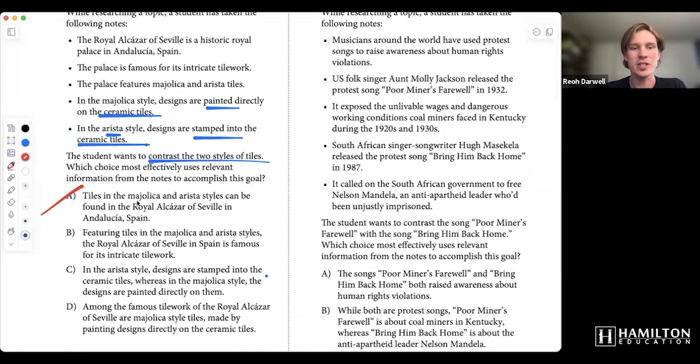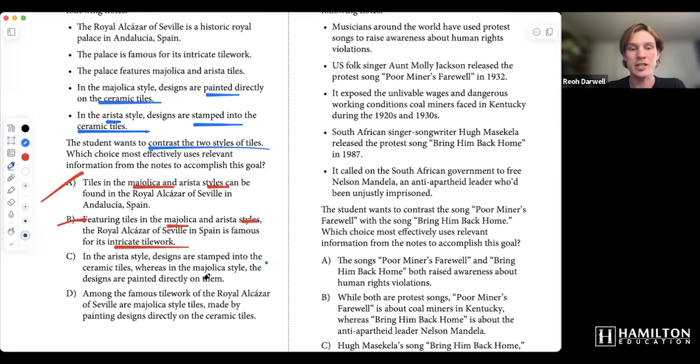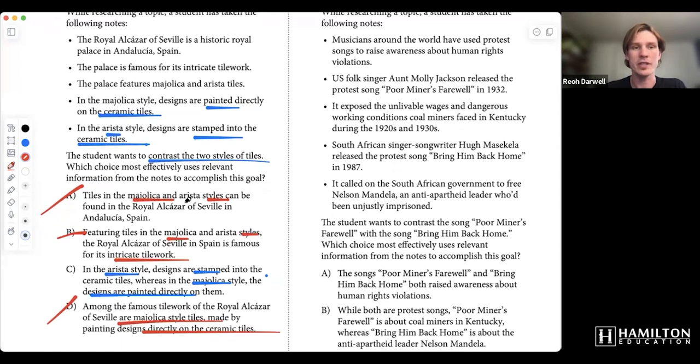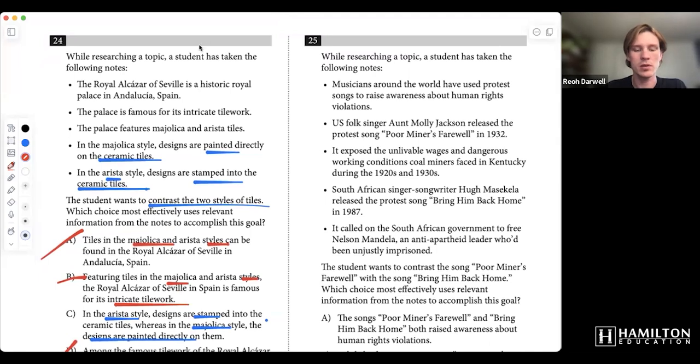A doesn't contrast them, it just says that they both exist. B doesn't contrast them, it just says that they are both famous for intricate tile work. C contrasts them, right? Because we say Artista are stamped and Majolica are painted directly. So C is right. And then D, again, it just says that they exist with the Majolica and how the Majolica is made, but they don't talk about the Artista. So that is how we arrive to C for question 24.